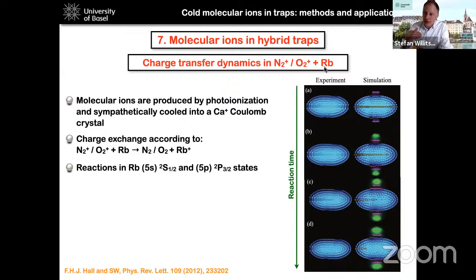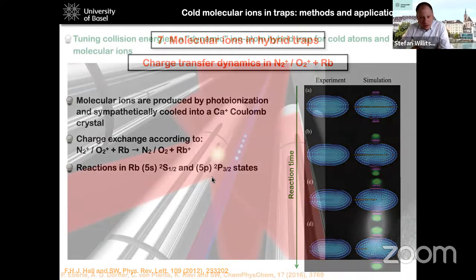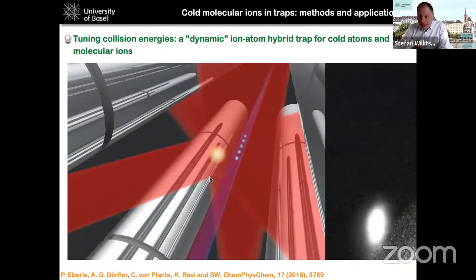So we again had collisions in the ground state and in the excited state. Okay, so we now also did a slight upgrade to our experiment in order to be able to more precisely tune collision energies, right? Because we've already seen the collision energy dependence of these processes is of large interest in this whole discussion.